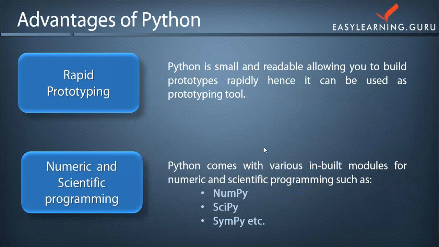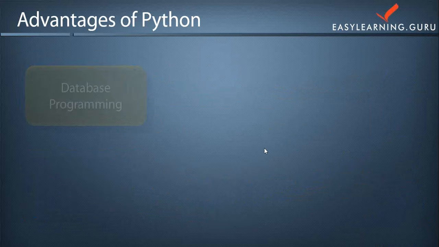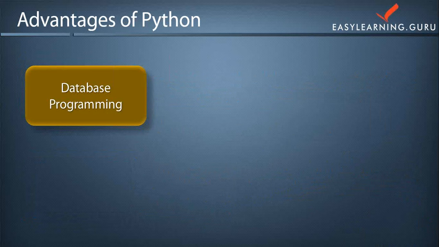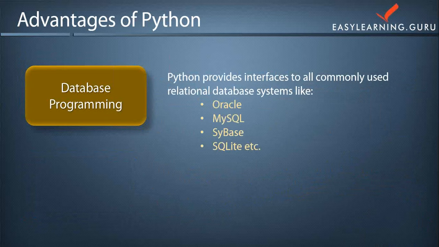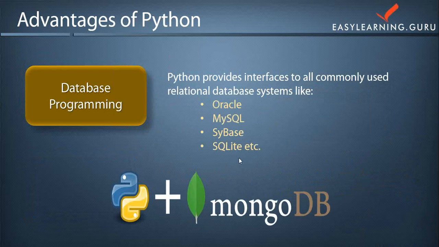The next advantage, or you can say the most major advantage that we'll be looking forward to, is database programming. Now, Python provides interfaces to all commonly used relational database systems like Oracle, MySQL, Sybase, and SQLite, etc. And in our course, we'll be seeing the integration of Python with MongoDB, which is a NoSQL database.